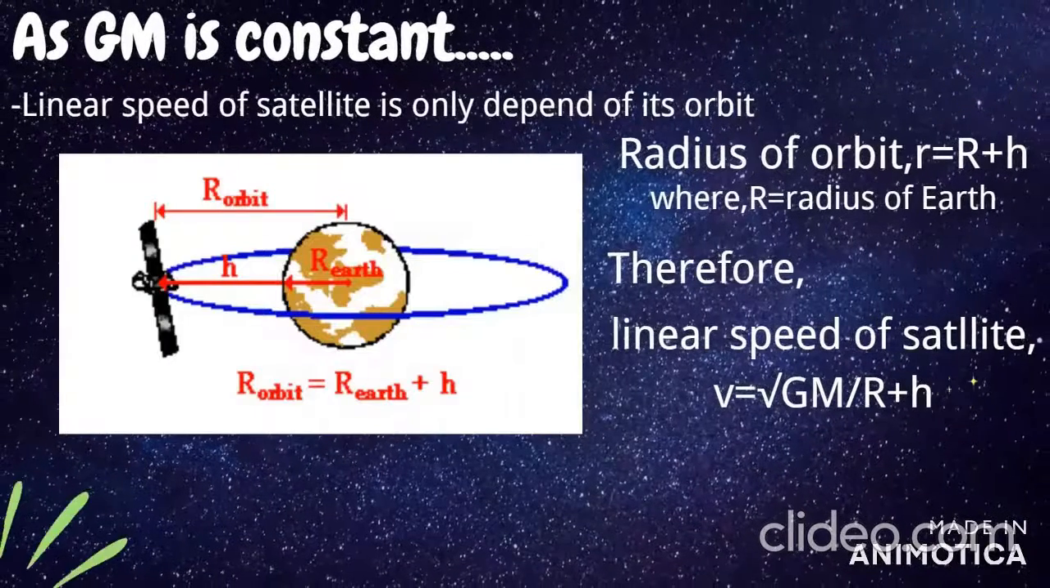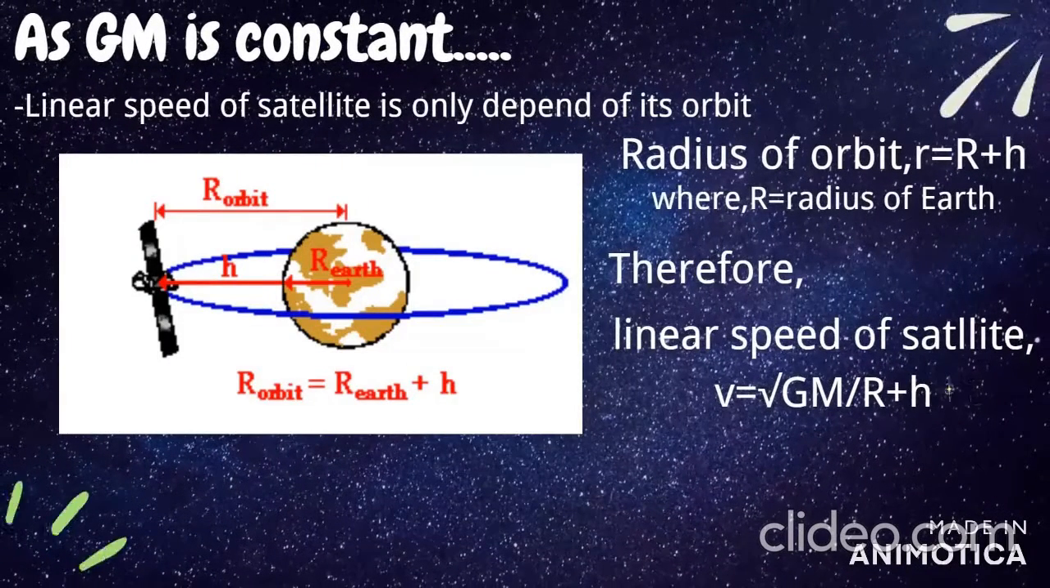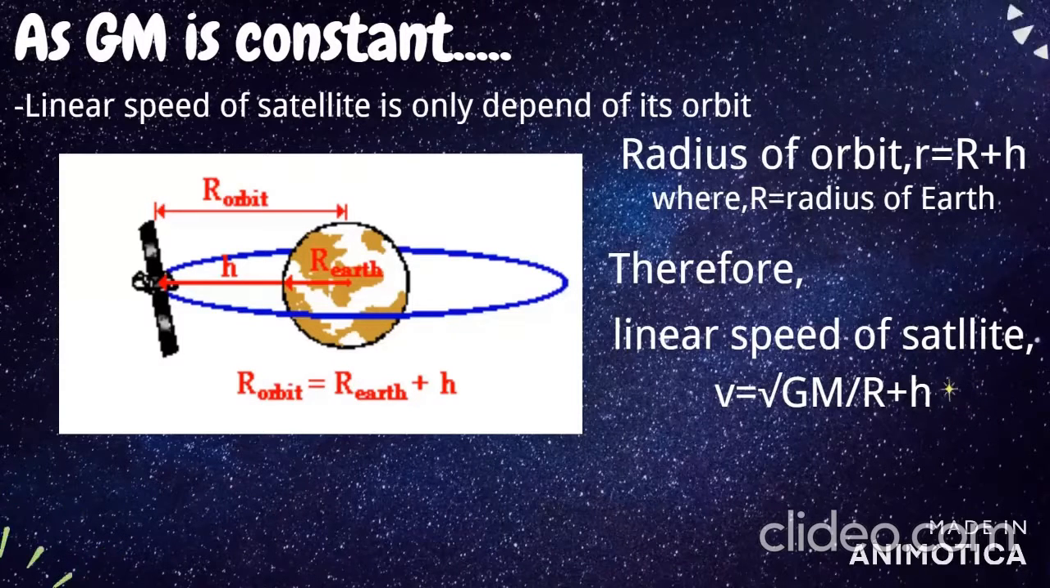As GM is constant, the linear speed of the satellite only depends on its orbit. Radius of orbit is equal to R plus h, where R is the radius of Earth. Therefore, the linear speed of the satellite v is equal to the square root of GM over R plus h.